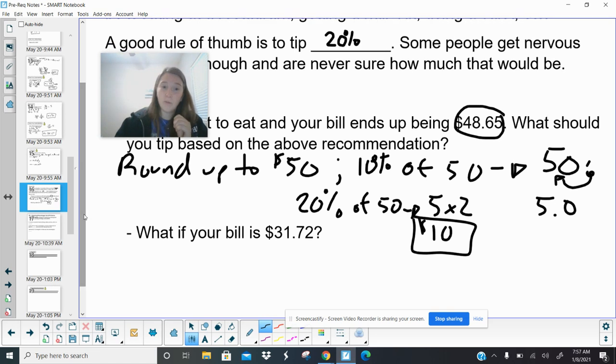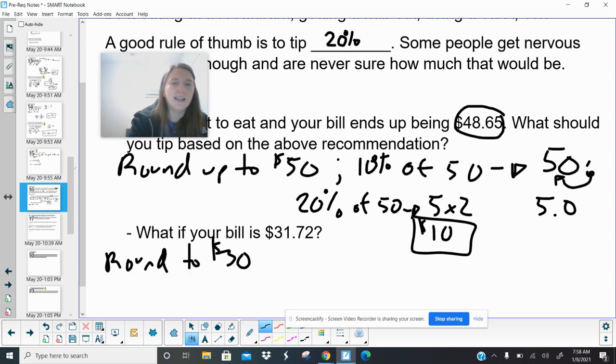So try it one more time. What if your bill was $31.72? Now, again, because 20% is a very good tip and 15 is decent as well, it's okay if we round down. So typically, I would round to the nearest ten. So if this is $31.72, what nearest tens number, like again, 50, 60, 70, those are all tens numbers, would I round this to? We can round this to 30. So I would round to 30.